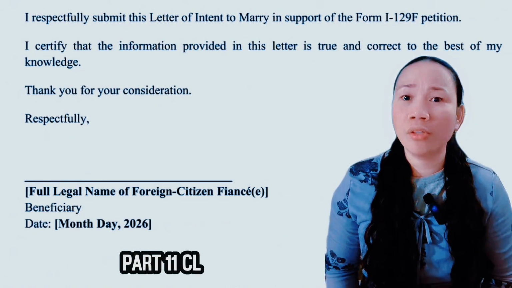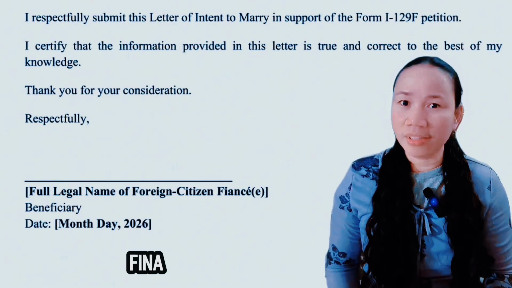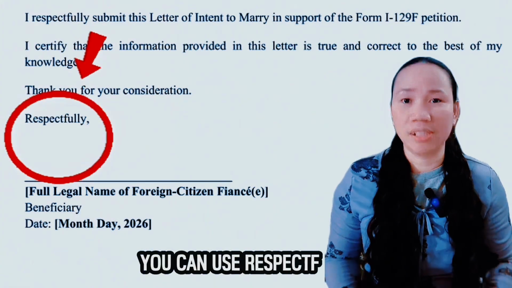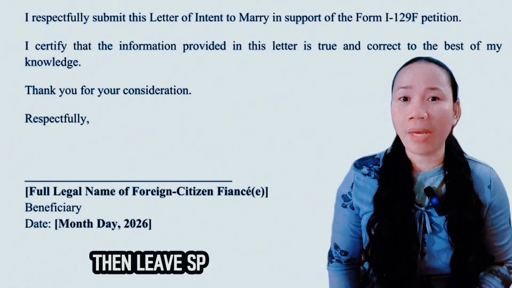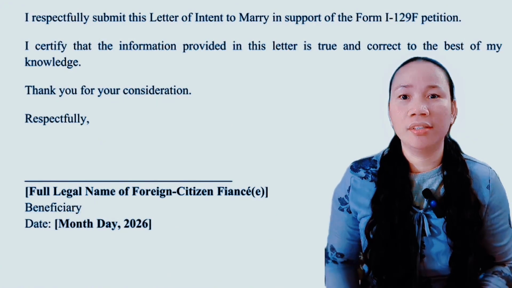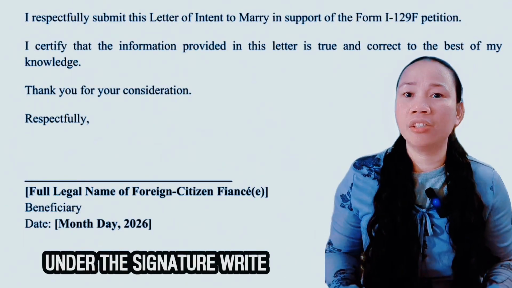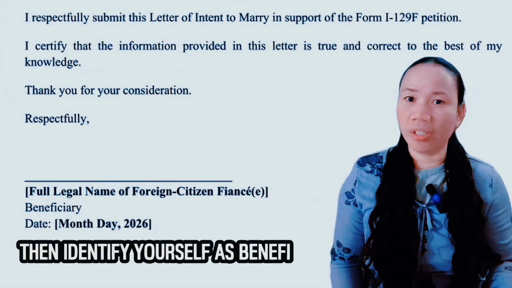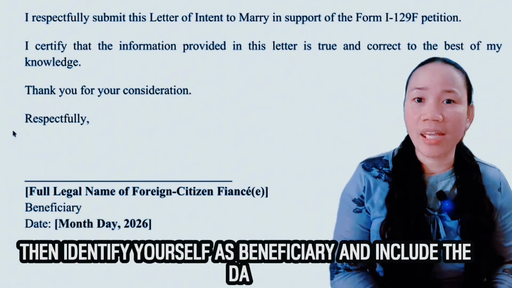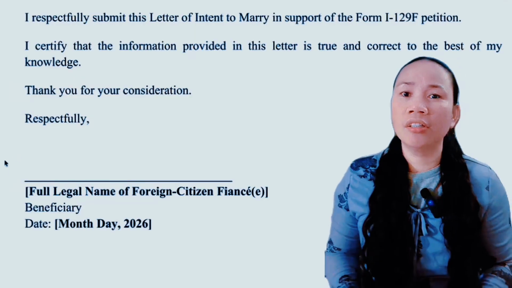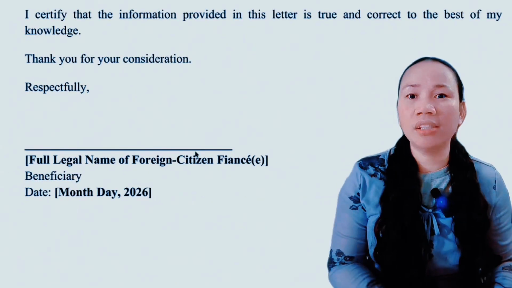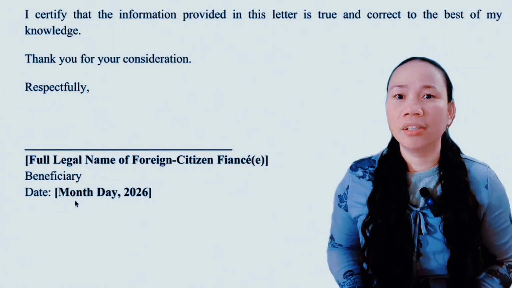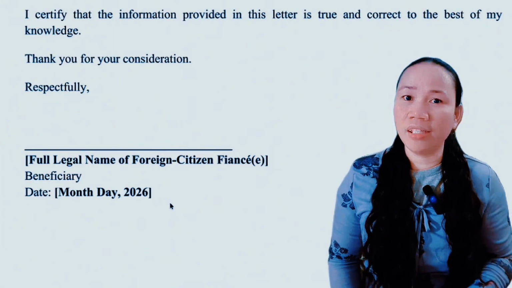Part 11. Closing and signature. Finally, we have the closing. You can use "Respectfully." Then leave space for your signature. Under the signature, write your full legal name. Then identify yourself as beneficiary and include the date. For example: signature, full legal name of foreign citizen fiancé or fiancée, beneficiary, date, month, day, and year.